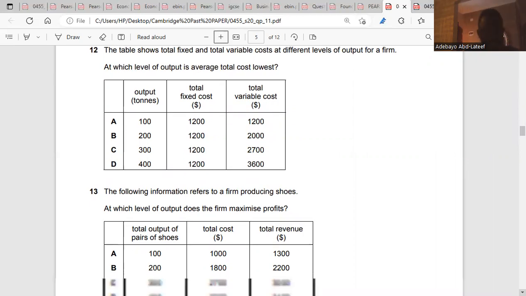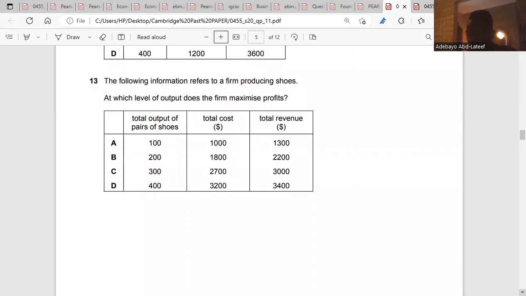Okay. Question 13. The following information refers to a firm producing shoes. At which level of output does the firm maximize profits? First, profit is total revenue minus total cost. So let's say the firm produces 100 units and makes 300 profit. Another produces 200 units and makes 400 profit. I'm looking at the difference between total revenue and total cost here. For 100 units produced, there's 300 profit. 2,200 minus 1,800 is 400. So for 400 profit, 200 units were produced.